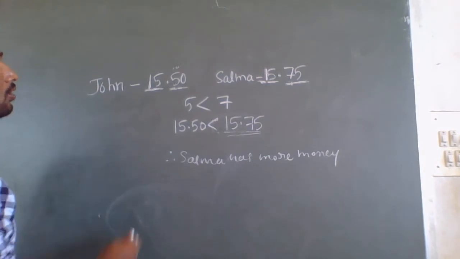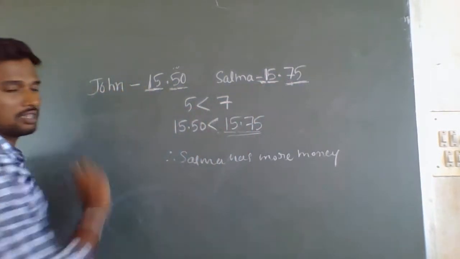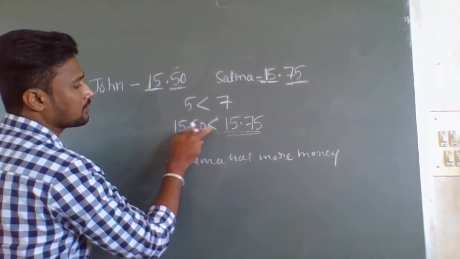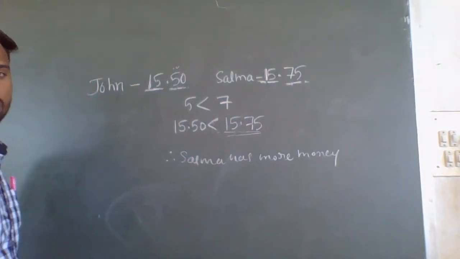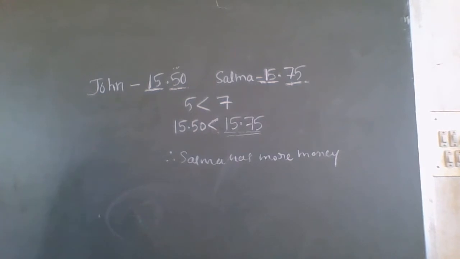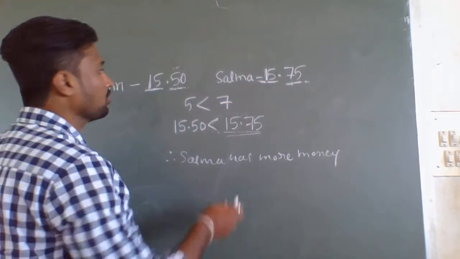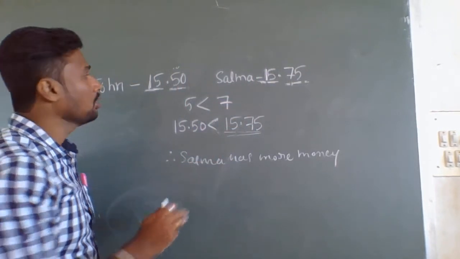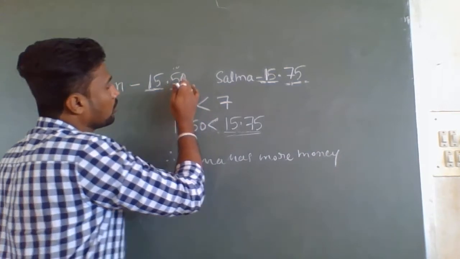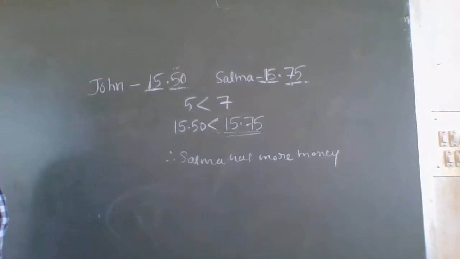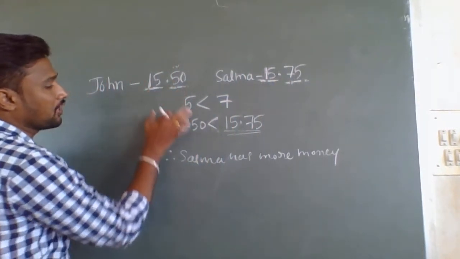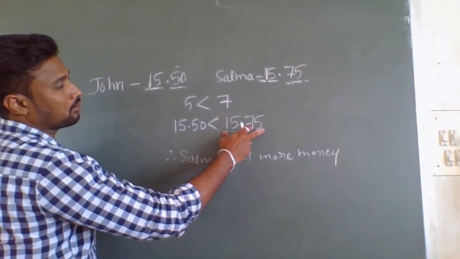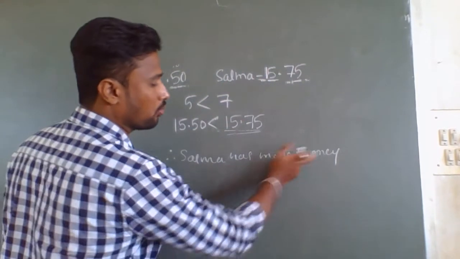So now here we got to know that this 5 is less than 7. Therefore we can say that 15.50 is less than 15.75, because this 5 is less than 7. Again, for example, suppose here also 5 is there, then you need to check the hundredths position, means you have to compare these two numbers 0 and 5. But here this 5 is less than 7, therefore 15.50 is less than 15.75. And here who has 15.75 rupees? Salma. Therefore, Salma has more money.